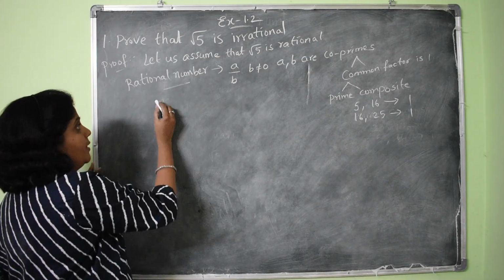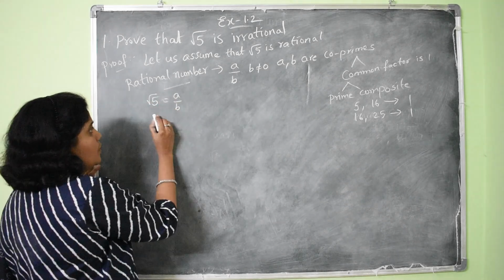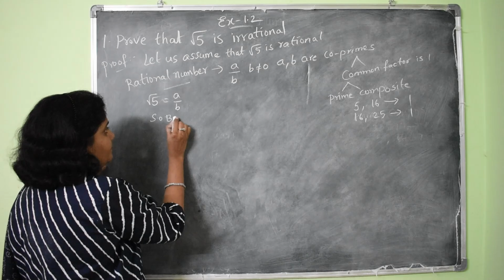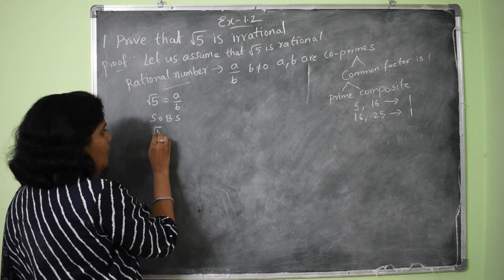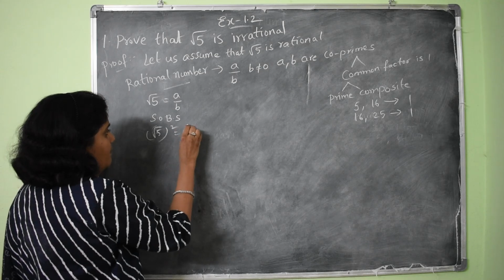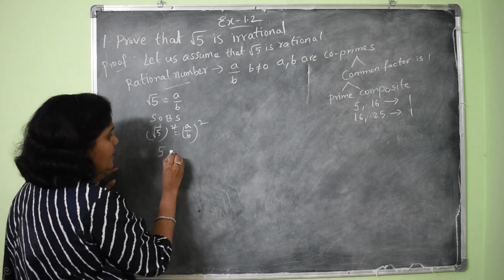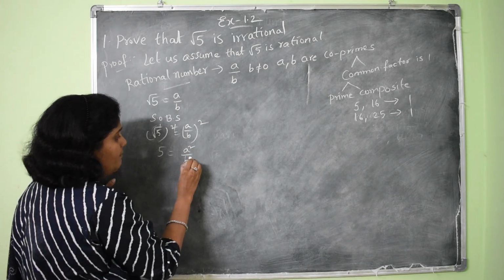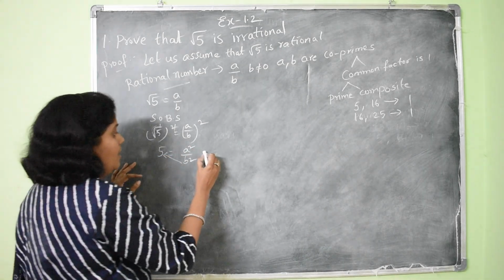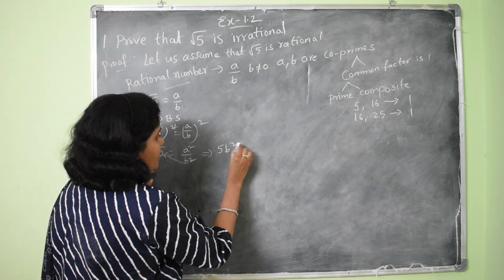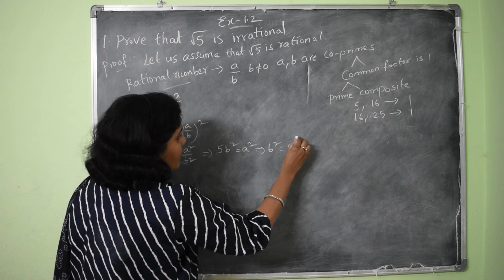So we are taking root 5 as rational. I am equating root 5 to A by B. Squaring on both sides, root 5 whole square is equal to A by B whole square. The square root gets cancelled. 5 is equal to a square by b square. Cross multiplication: I am multiplying this with this. So 5b square is equal to a square. That implies b square is equal to a square by 5.